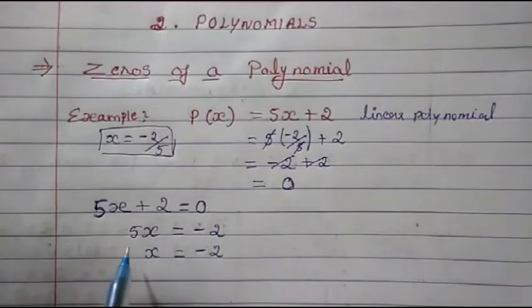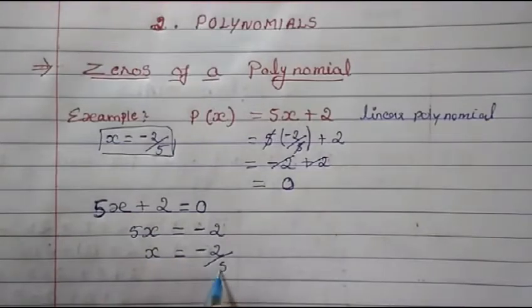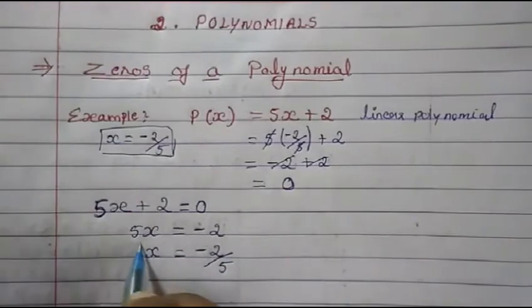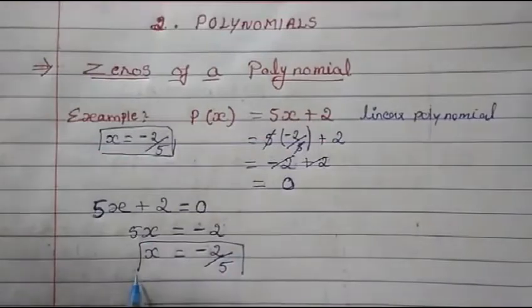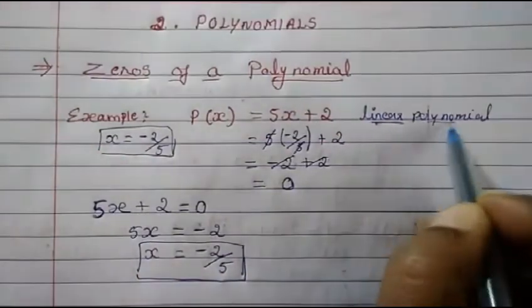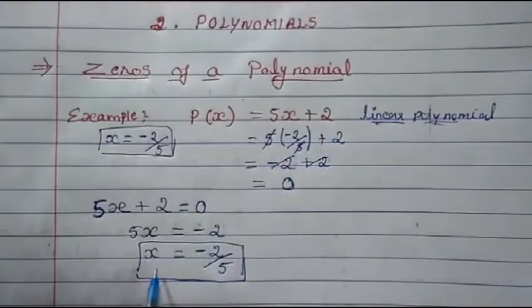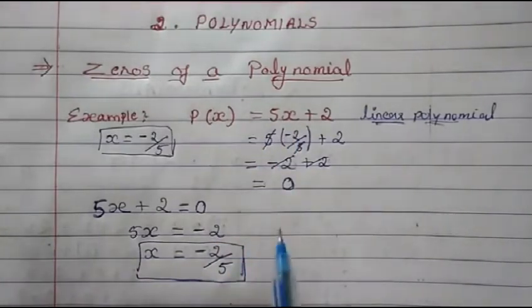We'll take this 5 to this side. Here it is in multiplication. When it comes this side, it will become division. So that's how we get the value of x for a linear polynomial. For a linear polynomial, this is how we find out the value of x, and then put that value there, you will get 0. And this value is known as the zero of a polynomial.